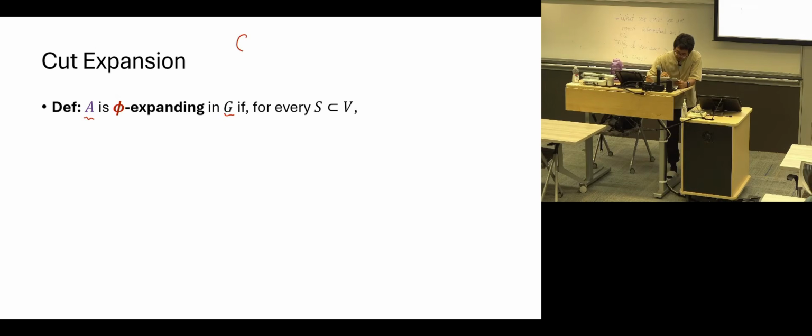So think of G as a graph, and it has capacity. Capacity here just assigns some number to each edge.